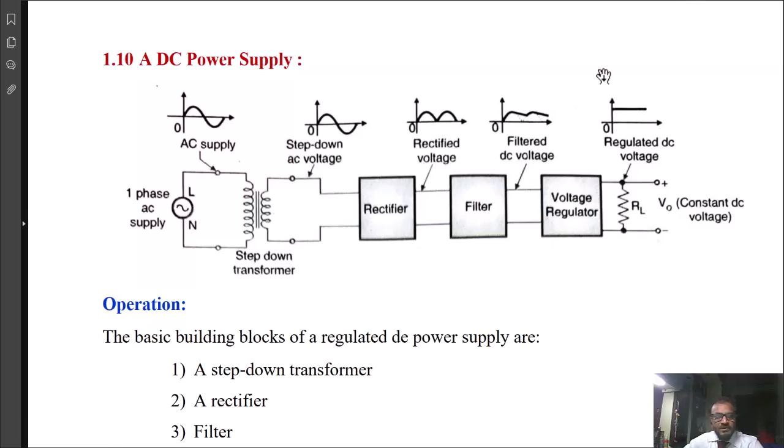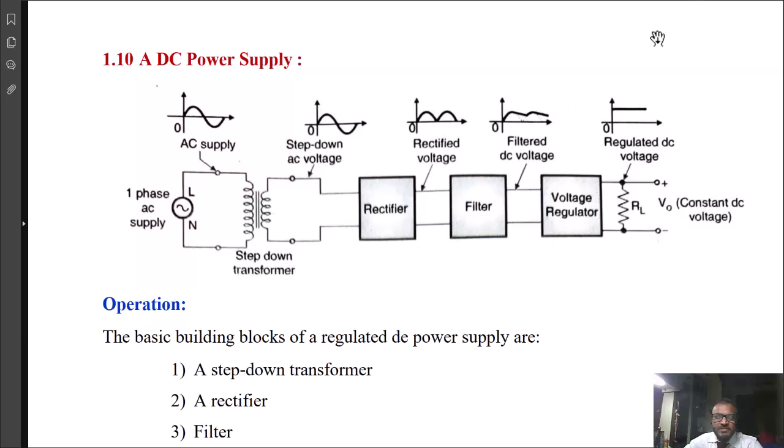Today we are going to study a DC regulated power supply powered from AC mains. The block diagram of a DC regulated power supply is shown in the figure here. We need a DC power supply for powering the electronic equipment and electronic circuits as VCC and VEE supply. Normally that is in the range of 5 volt to 24 volt.